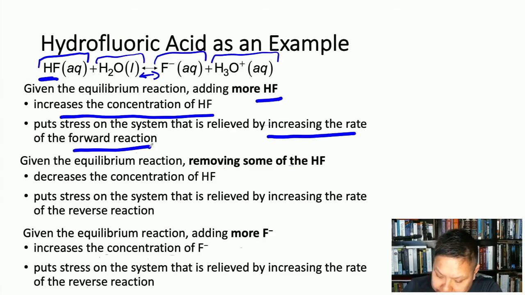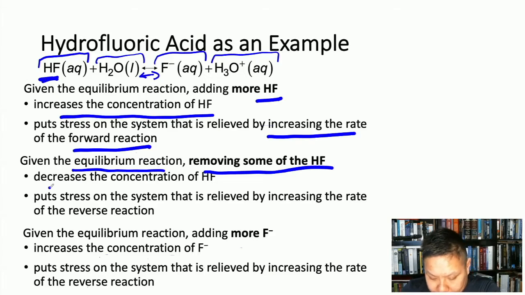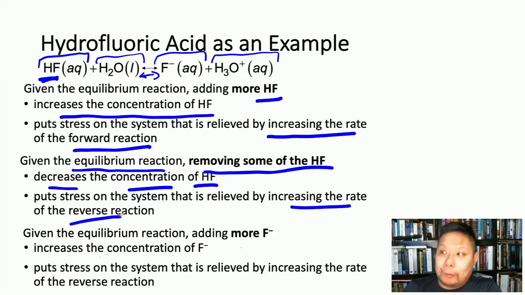So that it can become an equilibrium again, right? Okay, so using that same equilibrium again, what happens when we remove some of the HF, some of the reactant, right? Well, that decreases the concentration of the HF, the hydrogen fluoride. What do you think is going to happen now? Well, that's simple, right? The reverse reaction will increase its rate, so that more HF is being made, and that balances out the equilibrium.